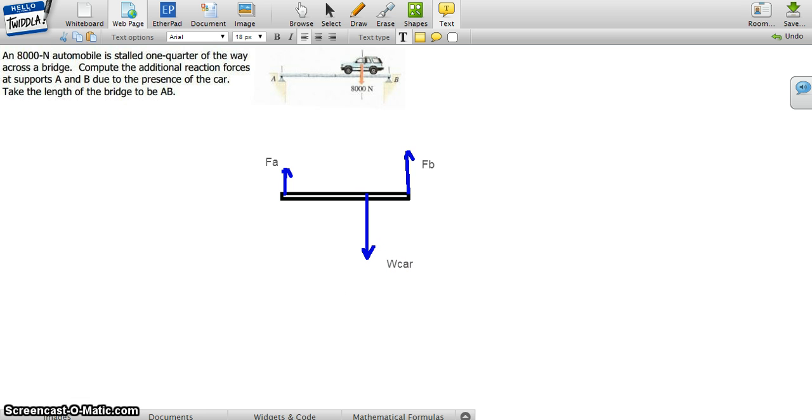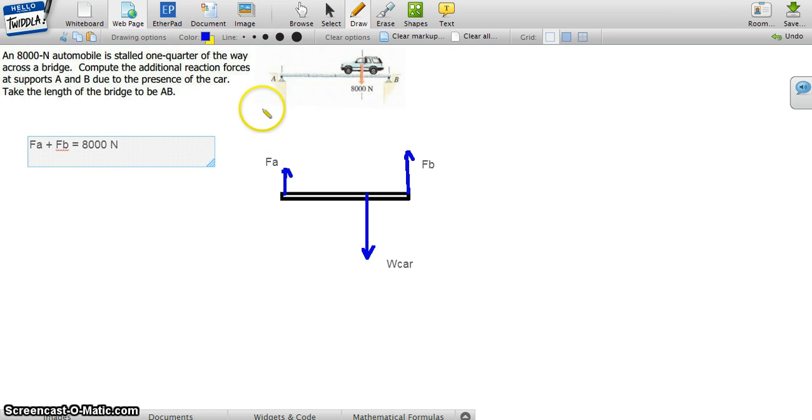And I could write an equation like FA plus FB equals the weight of the car, which is 8,000 newtons. The problem is there's two unknowns, FA and FB. So I need to do a torque equation.